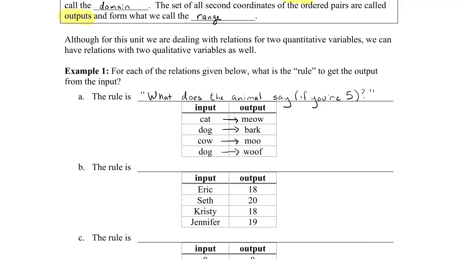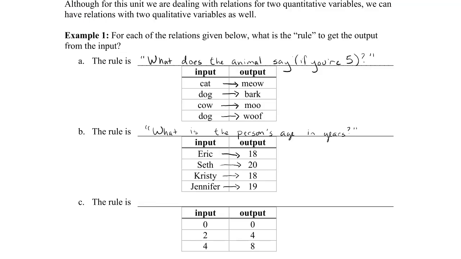So in the second table, the input Eric gives us the output 18. The input Seth gives us the output 20. The input Christy gives us the output 18. The input Jennifer gives us the output 19. Now, what might this be? We're kind of guessing here what the rule was. But one good guess might be to say, well, maybe the inputs are a set of traditional college students and the outputs are their age. So this rule might be, what is the person's age in years?